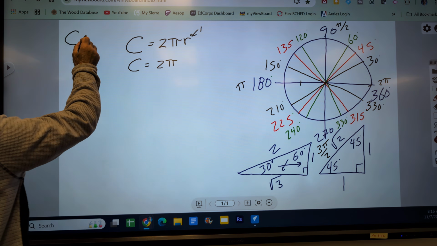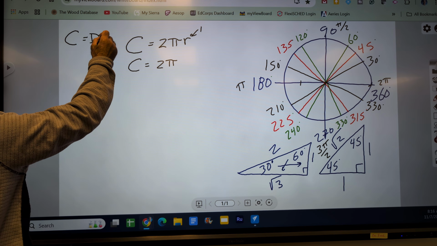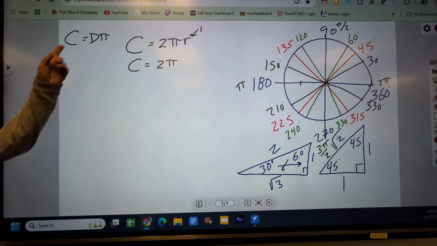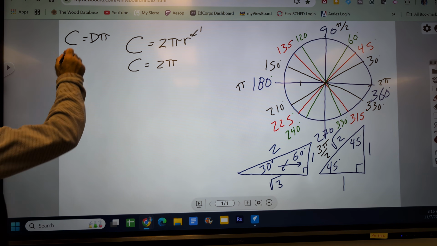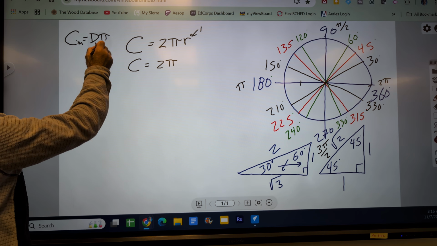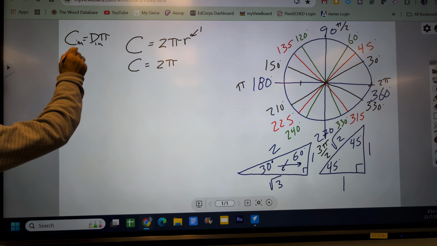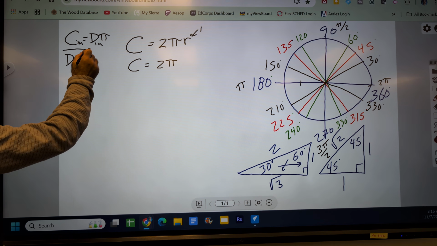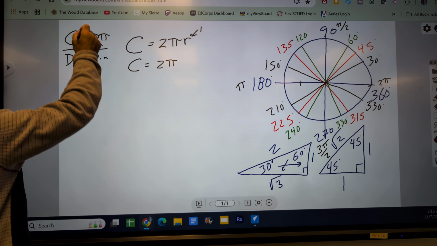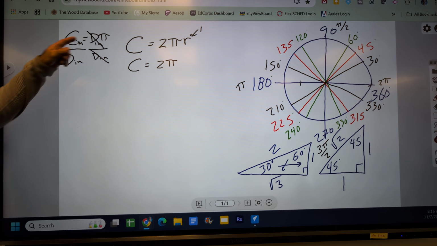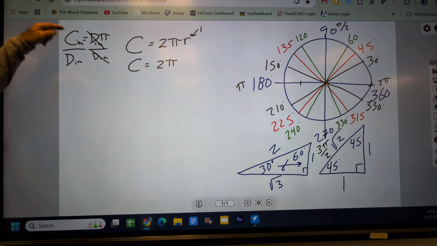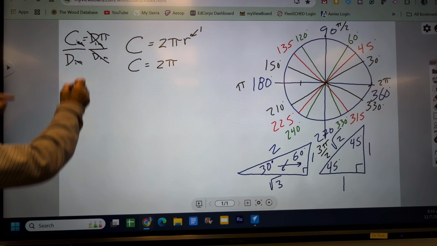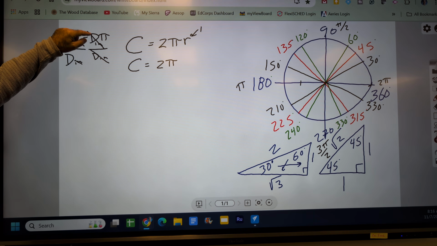Circumference is equal to diameter times pi. 2 radius, same thing as diameter. If circumference were in inches, diameter in inches, I would divide both sides by diameter in inches. These would cancel, and I could see pi is a ratio of circumference to diameter. My inches would cancel, and pi is unitless, therefore radians are unitless.